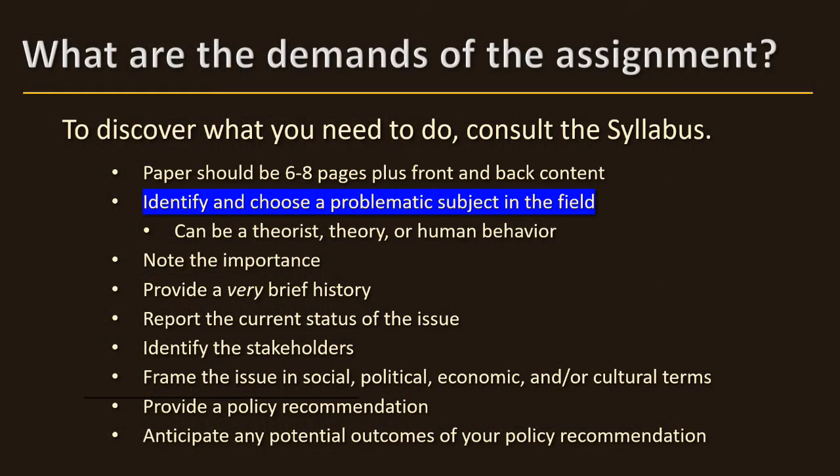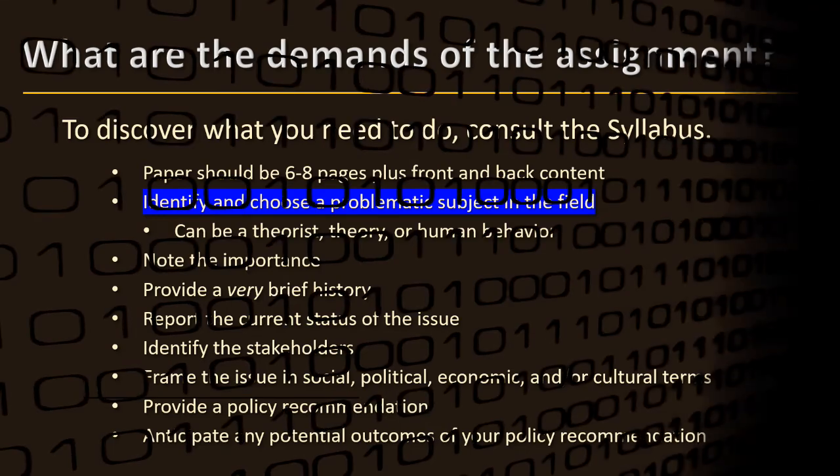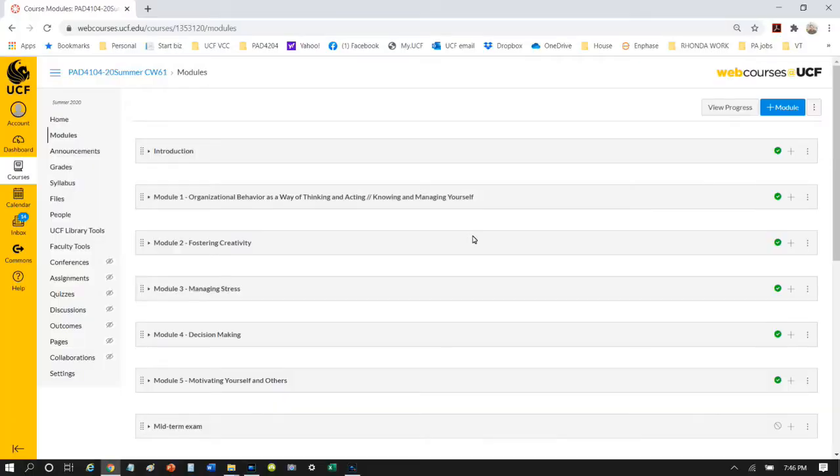Now, as I said, coming back to the problematic subject matter in the field, what I want you to do is go through and consider any kind of a theorist, a theory, or human behavior that we've covered thus far. And this is where you can get started. Go to our modules, our portal. You'll see the modules on the left-hand margin there. And then just scroll down and look at the module titles.